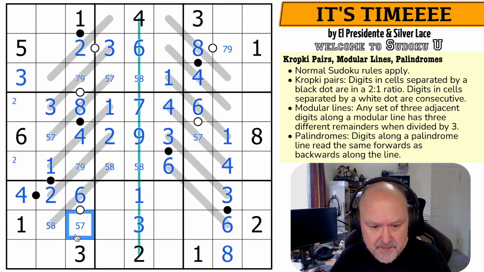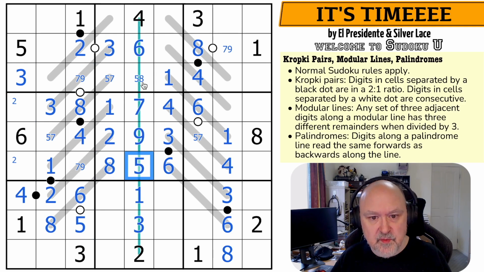7, 9 looks down, making that the 5, which makes that the 8, which by palindrome makes that the 8, which makes that the 5, which looks up the column, making that the 8.